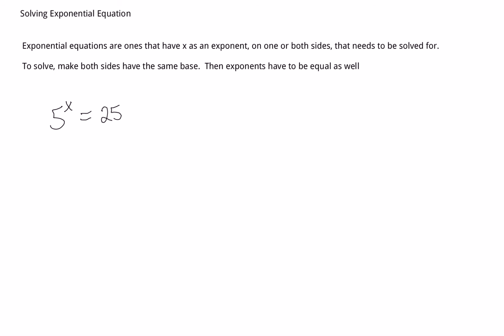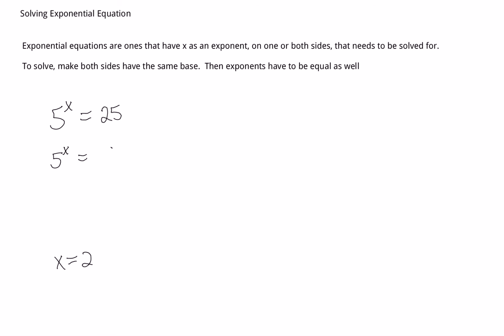You could figure it out, just that 5 to the power of 2, 5 squared, would be 5 times 5, which is 25. So we already know the answer is going to be x equals 2. But let's use a method that will work for harder type questions as well. So in this case, what we want to do is try to make both sides have the same base number. So on this side, we've got our 5 to the x, so that's good.